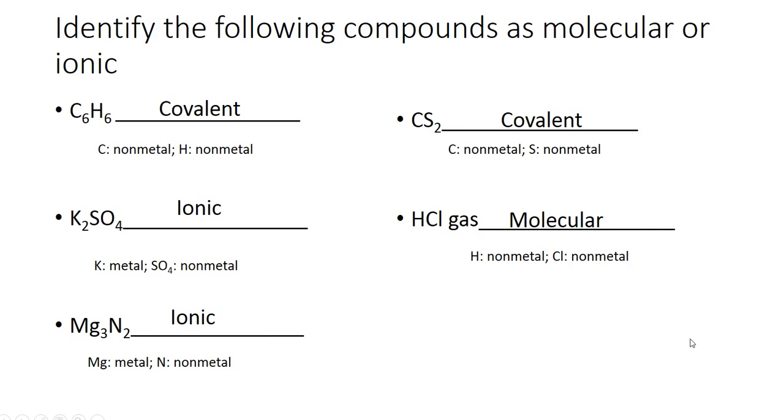So let's take note of these. The secret is if you have two nonmetals, or nonmetals only, you have a covalent compound or a molecular compound. If you have a metal and a nonmetal, you have an ionic compound.